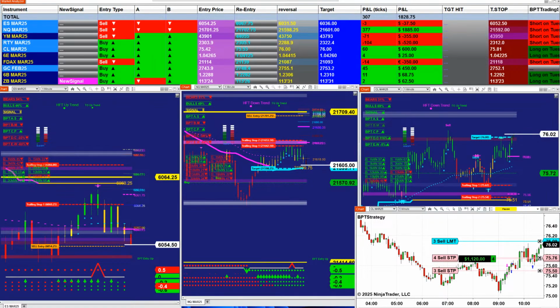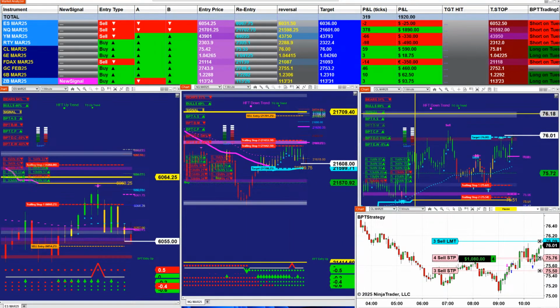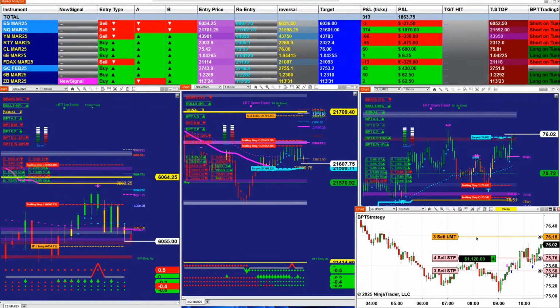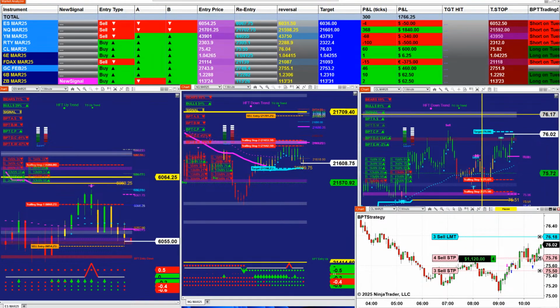So let's see if we can extend the target to the next level, 76.18. 76.18. This is the resistance. I extended to 76.18, which is perfect. It's really perfect.